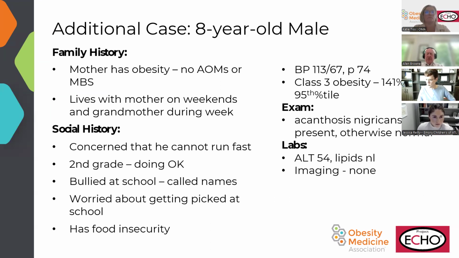His blood pressure is normal, but he's got class 3 obesity, 141% of the 95th percentile. On exam, he has acanthosis nigricans, otherwise normal. His labs show an ALT of 54. That's a good one for Aaron. Lipids are normal, and he hasn't had any imaging. Next slide, please.